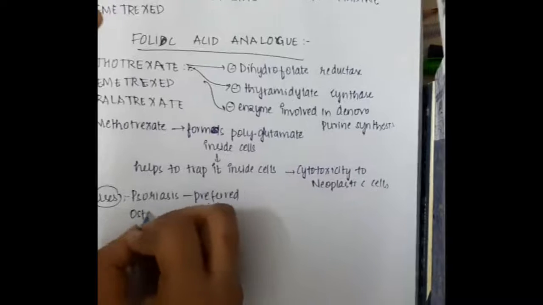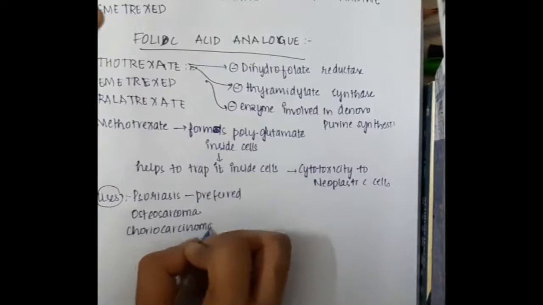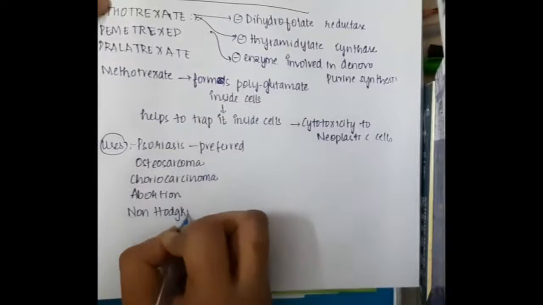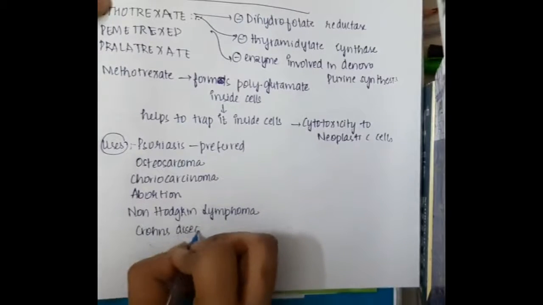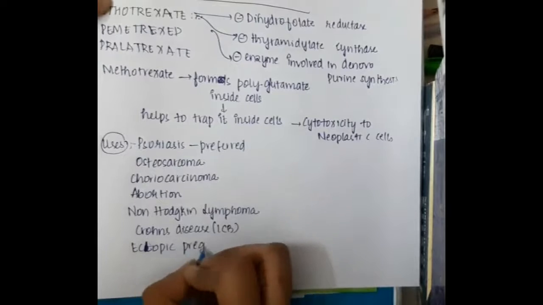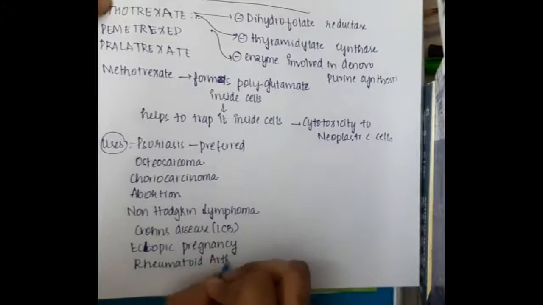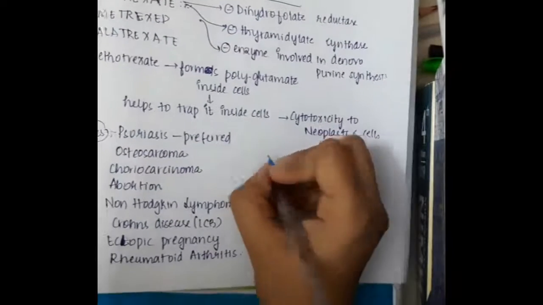If you see the uses, psoriasis is preferred. It is used in psoriasis, osteosarcoma, choriocarcinoma, abortions, non-Hodgkin's lymphoma, Crohn's disease, ectopic pregnancy, and rheumatoid arthritis. So these are the uses of the drug Methotrexate.